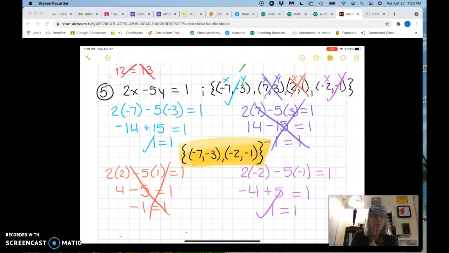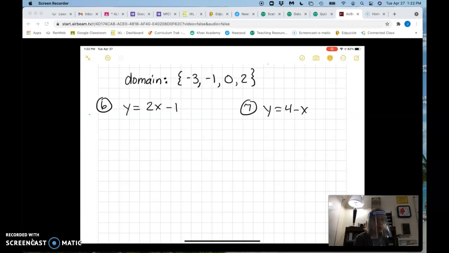All right, so when you do these problems, I want to see this work. So make sure you show me your work, because if you try to do it in your head, you're probably going to make some mistakes. For these, the directions are a little bit different. It says, solve each equation if the domain is negative 3, negative 1, 0, and 2. So they gave me the domain, and they want me to find the range, basically.